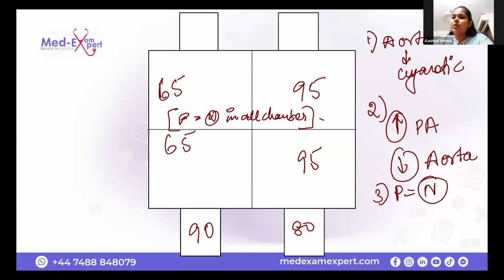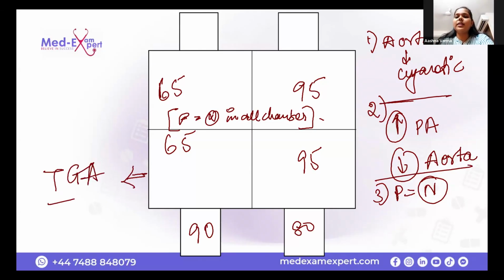Perfect, perfect. So here, as the doctor very well said, this is a cyanotic condition because the saturation of aorta is 80%, and there is abnormal increase in the pulmonary artery saturation, abnormal decrease in the saturation in aorta, and the pressures are normal in all the chambers. So this is suggesting transposition of great arteries. Okay, this is TGA for you, right? I hope this is clear to all of you.